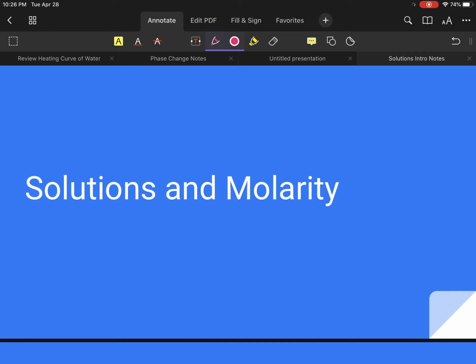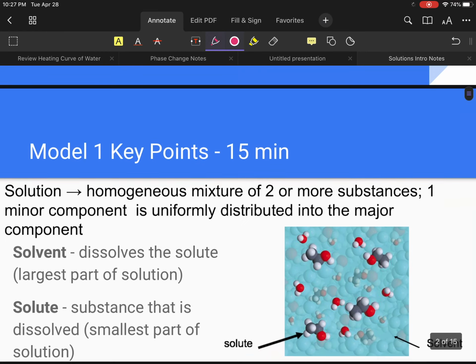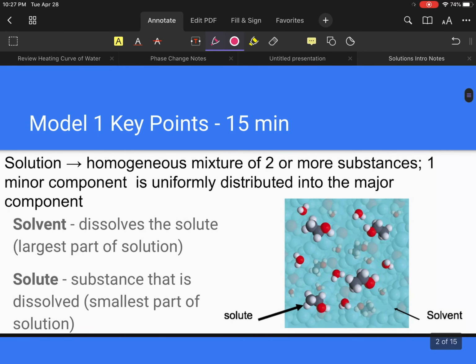Okay, so this is the start of Unit 11 notes, which is talking about solutions. You're probably a little bit familiar with solutions. When we're talking about solutions, we're basically talking about a mixture where something is dissolved into another substance. You should have seen some of these words on the simulation yesterday, but we need to make sure we know these two basic vocabulary words.